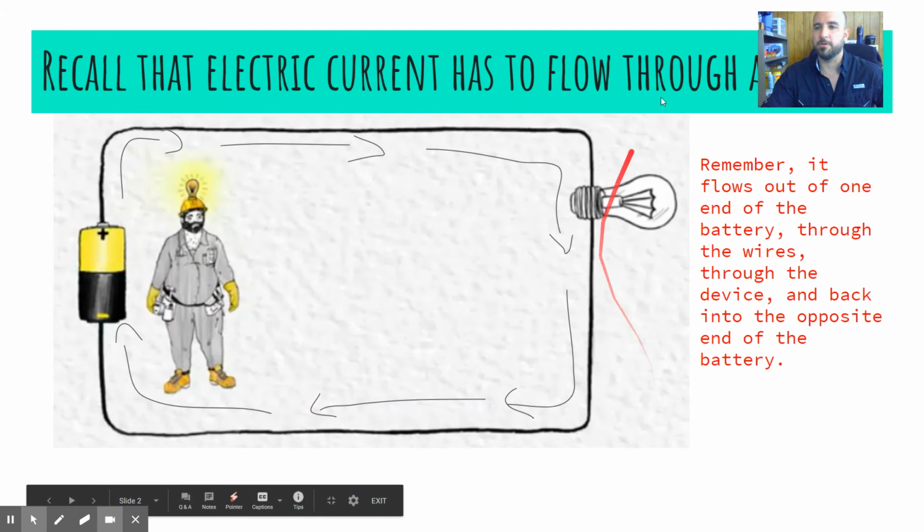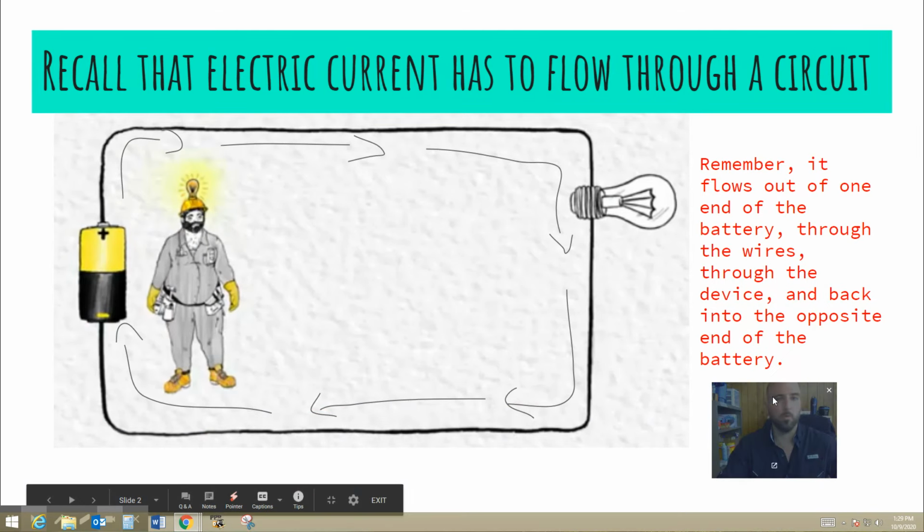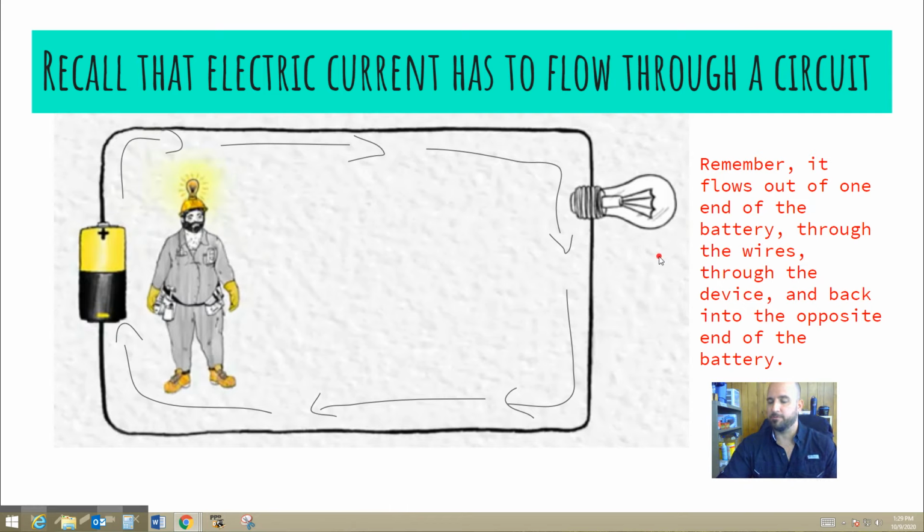Okay. So first of all, let's review real quick what an electric current is and what it has to have in order to flow. So the current, if we remember, like the current of water, the current is just the flow of electricity as it travels through that path. And that path we call the circuit, all right? So remember that it flows out of one end of the battery, through the wires, through the device, and then back into the opposite end of the battery.